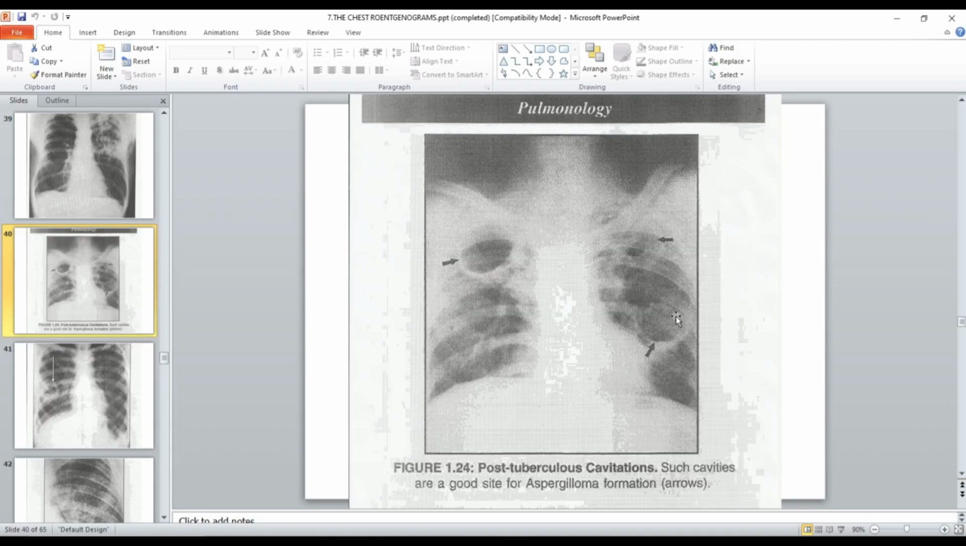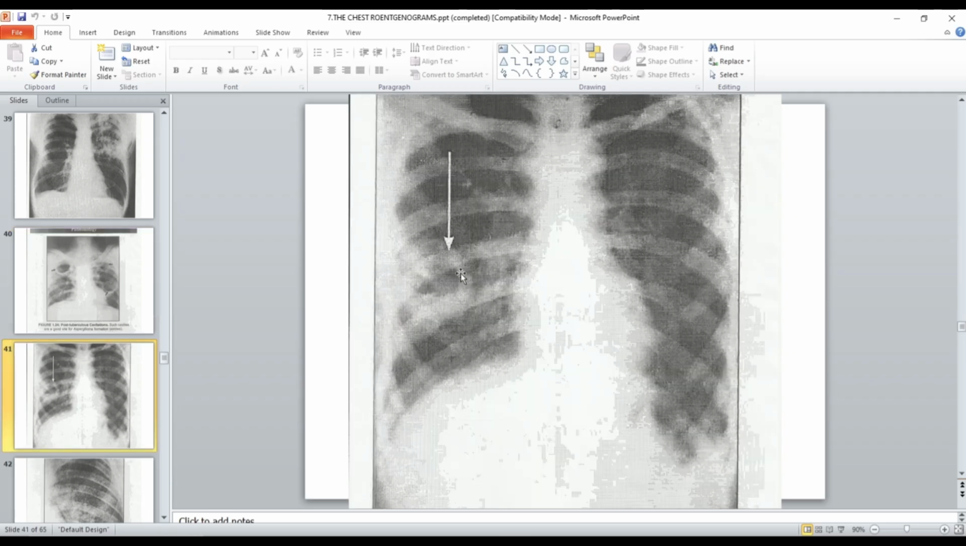This is cavitation due to chronic tuberculosis. Multiple cavities on this side, again multiple cavities with thick walls due to chronic tuberculosis. Another cavity on this side, in the lower zone of the right lung, a tubercular cavity with a thick wall.